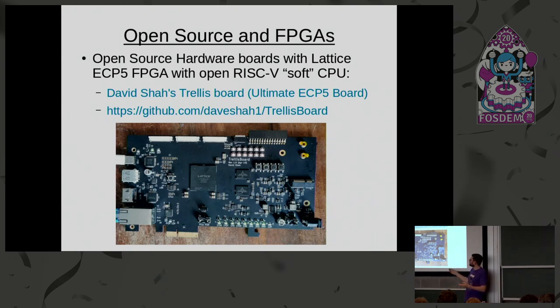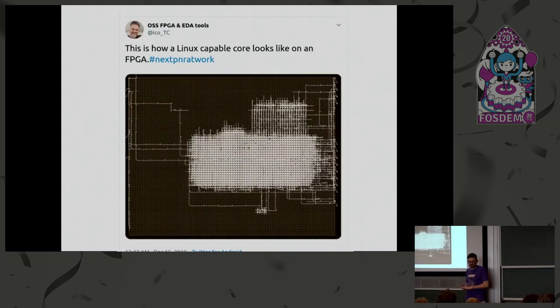It's something you can buy. You can build one if you want. I think it's probably a couple $1,000s if you want to build one. But if you're looking for a high-end board for using the ECP5 free software toolchain, then this is probably the highest-end one.